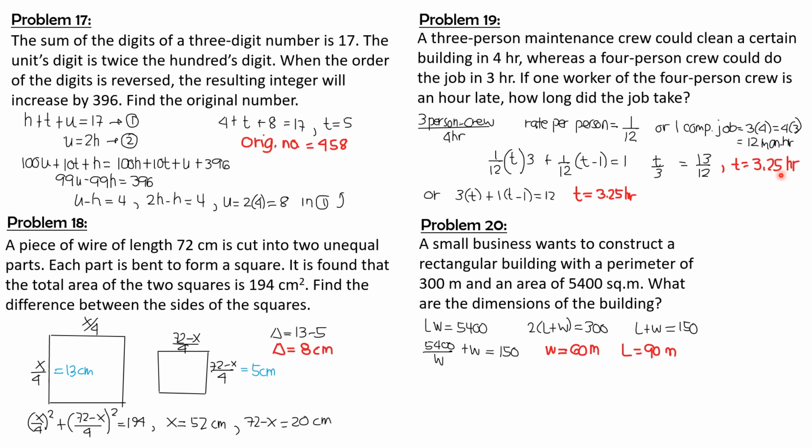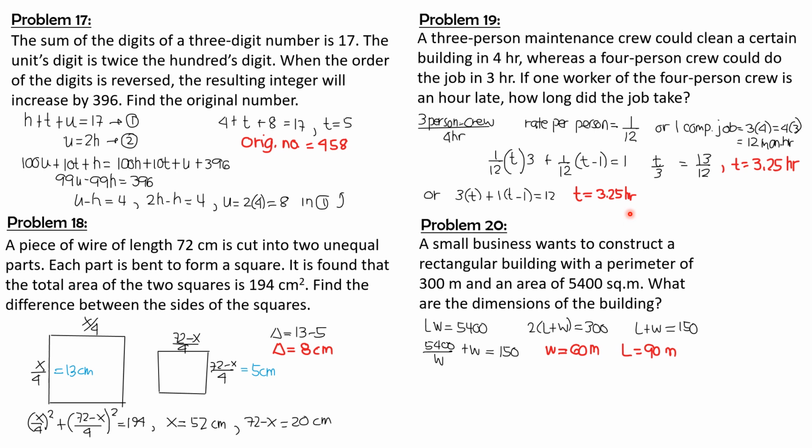Then for the second way, for the 3 persons of the 4-person crew, 3 persons working for T hours, that's the number of man hours contributed by these 3 persons. Then for the 1 person working only for T minus 1 hour, it equals 1 complete job, which is 12 man hours. Solving for T, it's also 3.25 hours.